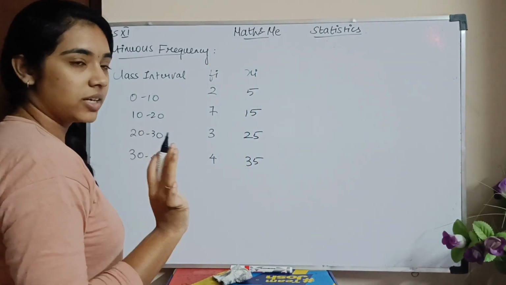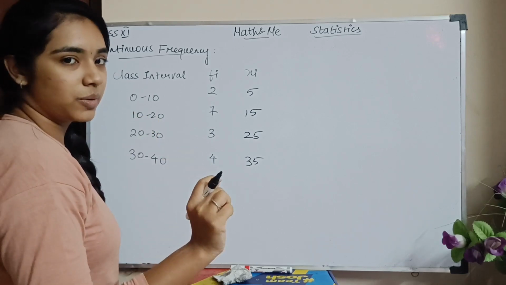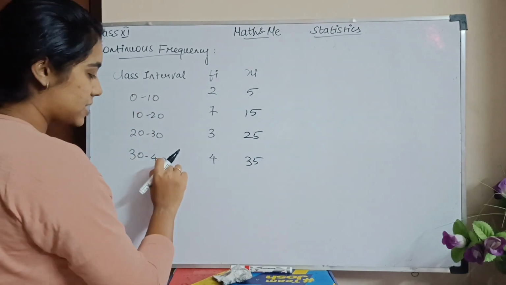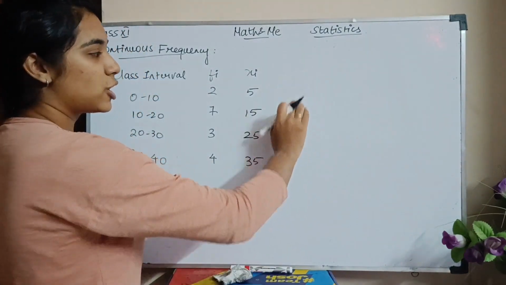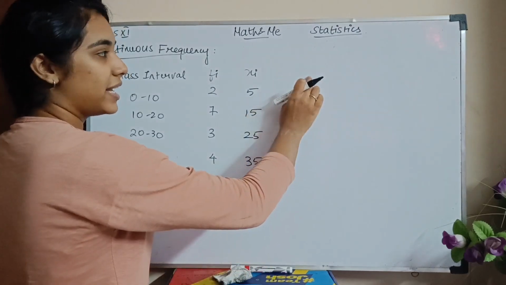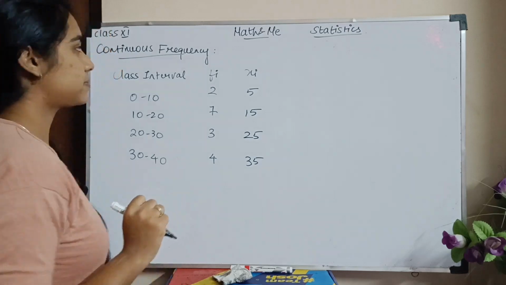This is the continuous frequency distribution. It is slightly different from discrete frequency distribution, where you will be given the class interval. You have to find the value of xi, then proceed with the same steps. Median needs cumulative frequency, mean needs fi xi, all that. You put all the columns, you find all the values.